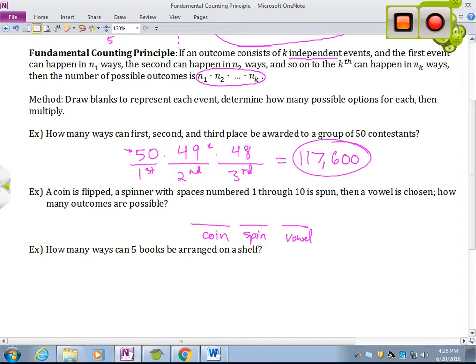And then that important question, how many options for each? For a coin, I could have an outcome of a head or a tail, so there are 2 options. For the spinner, it tells me my spinner is numbered 1 through 10, so I have 10 options for the spinner. And then a vowel, it doesn't say English language, but I'm assuming English here. How many different vowels can we choose from? There are 5 vowels, A, E, I, O, U. So of all of those, we multiply these together and we get 2 times 10 times 5, which is 100 different outcomes. So 100 different ways that we could flip a coin, spin a spinner, and choose a vowel.